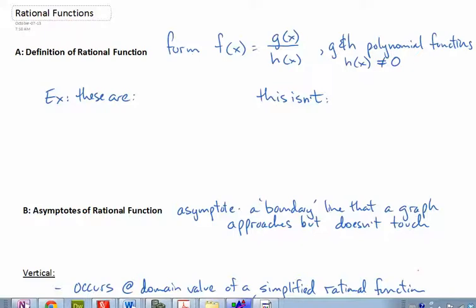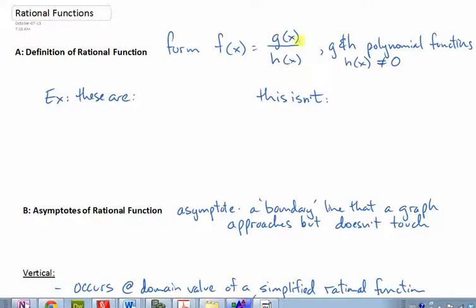So first of all, a rational function takes the form f of x, it's a function, that is the quotient of g of x divided by h of x. So g and h are two other functions that are polynomials, and h isn't 0. So basically what we're saying is divide a polynomial by another polynomial, you get a rational function. This is very similar to how a rational number is the quotient of two integers.